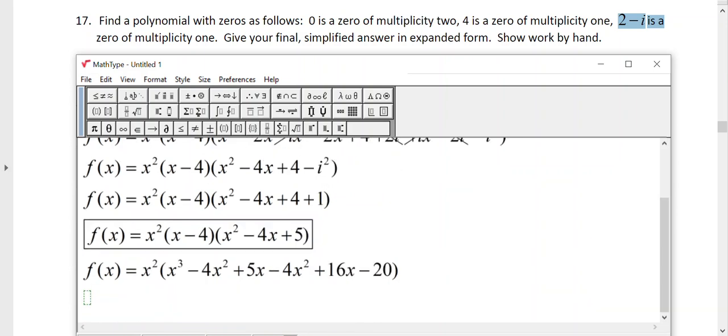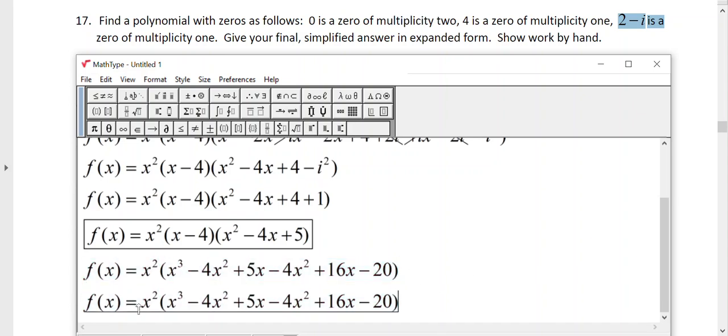Okay, almost there. We need to combine our like terms. So I see that here I've got a negative 4x and a negative 4x. So all together, that'll be a negative 8x, right? And then here I have a 5x plus a 16x. So altogether, that'll be a 21x when I add those together. Now my trinomial times my binomial has been simplified. I actually have 4 terms now on the inside there.